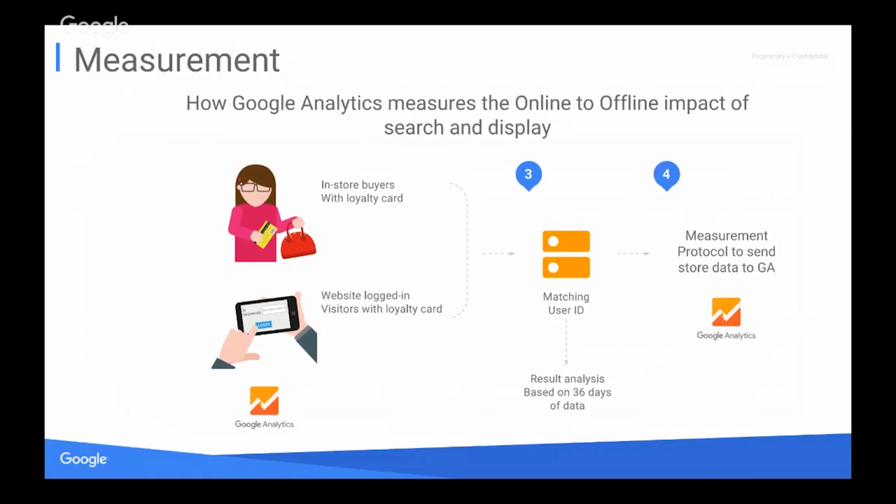Now you can also use Google Analytics to measure the online to offline impact of search and display with primarily one of the same measurements. Google Analytics offers a similar solution to store sales, but without using a data provider. It relies on loyalty card information and website logins to match online behavior to in-store transactions. You can then match those IDs via Google Analytics and surface the data in Google Analytics. Everything lives within the advertiser's Google Analytics view, and there is a great deal of granularity in that data.